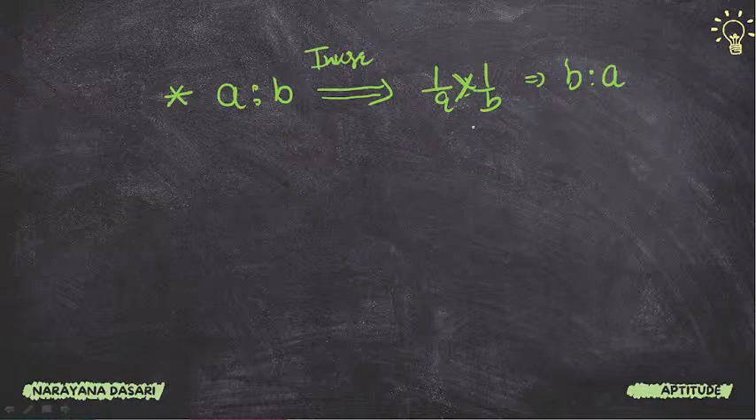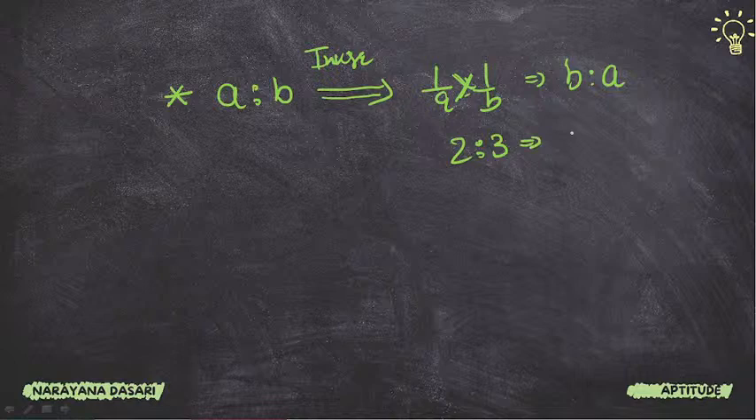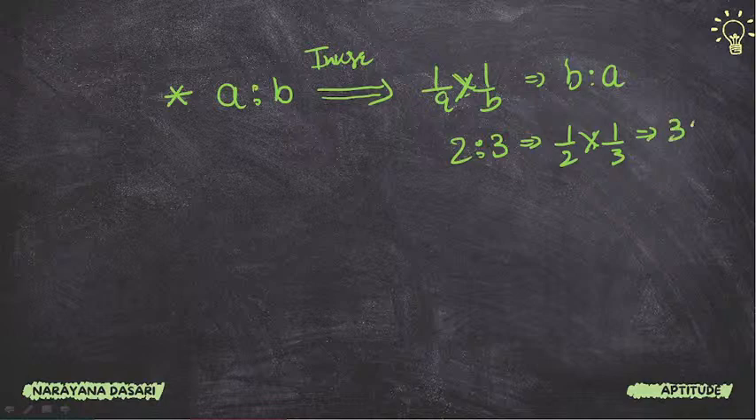For example, 2 is to 3. What is the inverse ratio? 1 by 2 is to 1 by 3. Just cross multiplication, and 3 is to 2. So this is the inverse ratio.